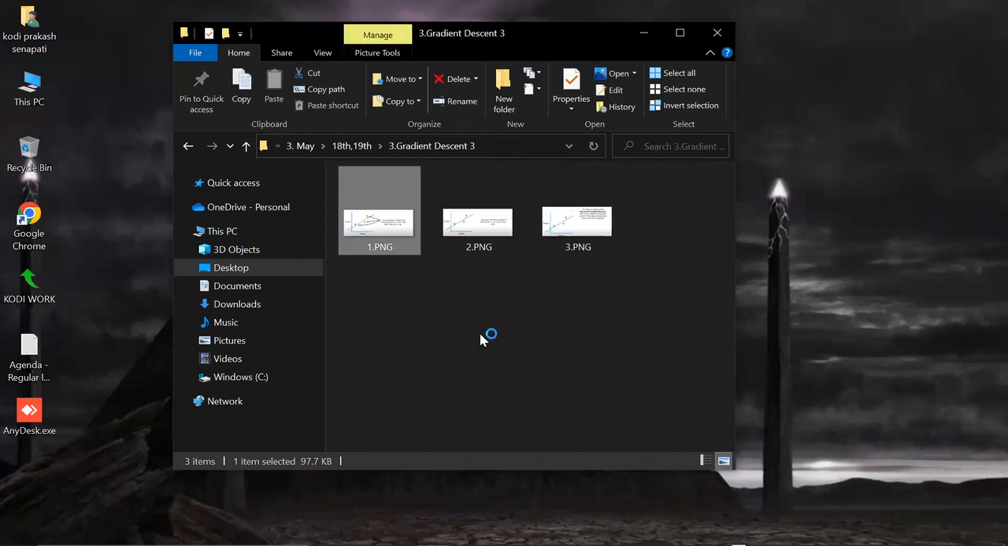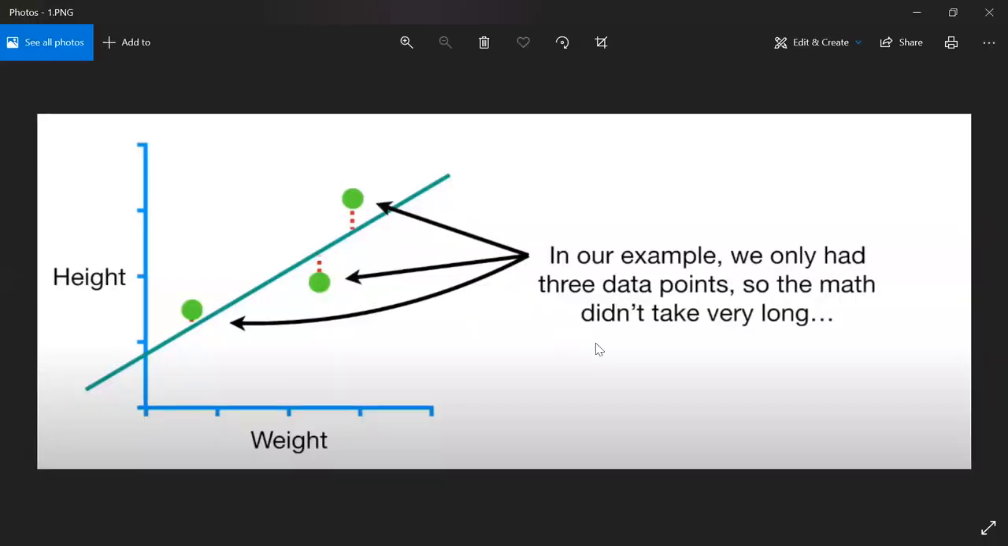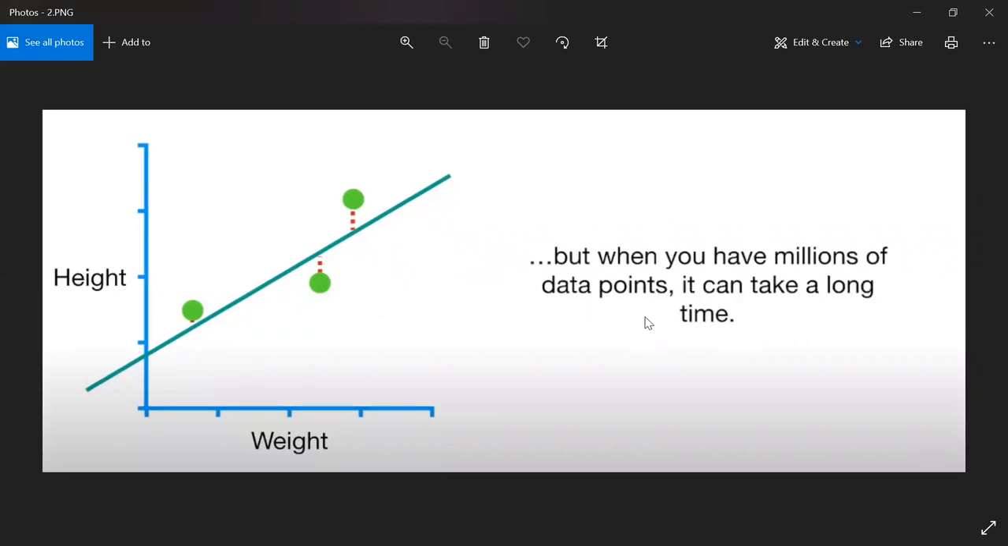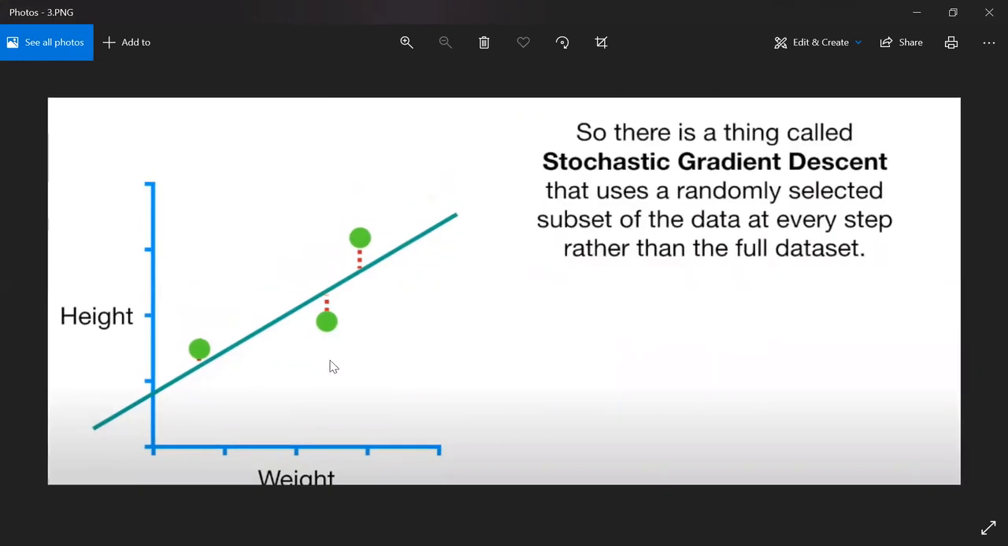Now let's see this. For our example we only had 3 data points, so the math didn't take very long. Agree? Yes, team? But when you have millions of data points, it can take a long time. Does gradient descent work in this case? That's what I'm saying.